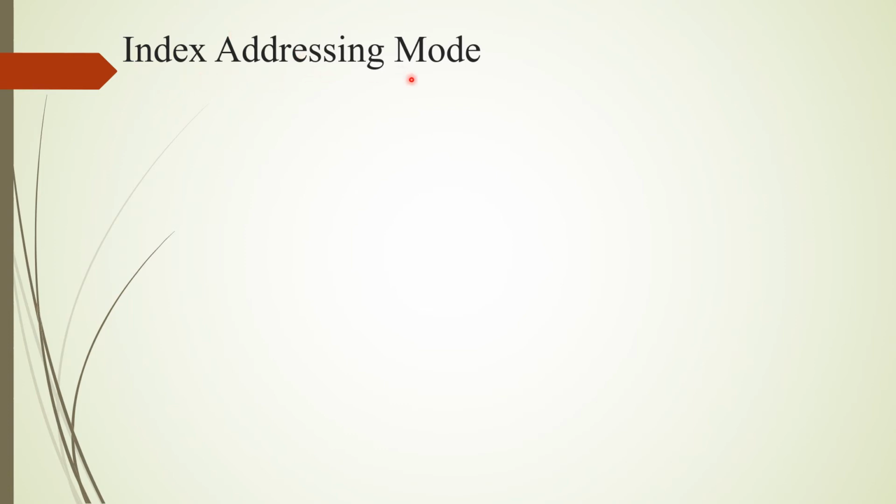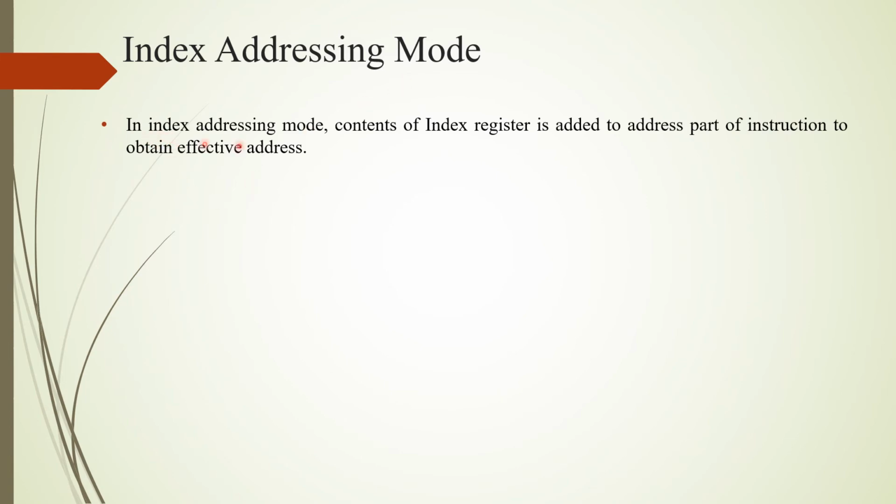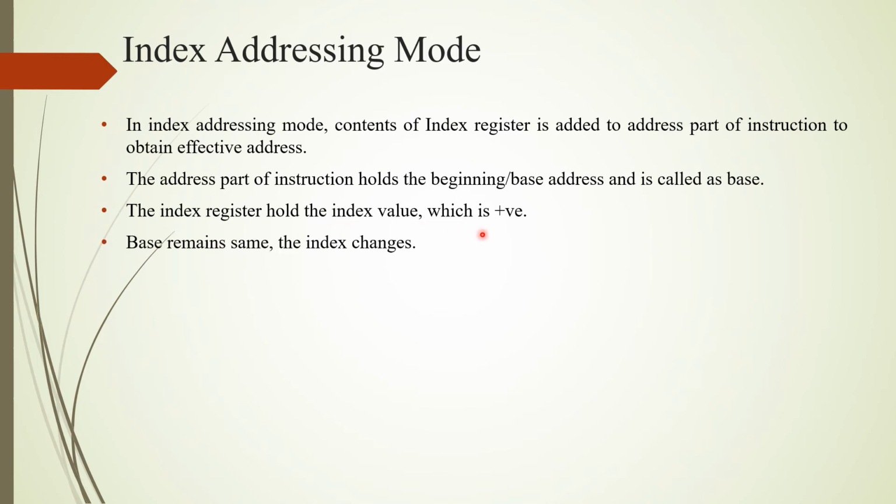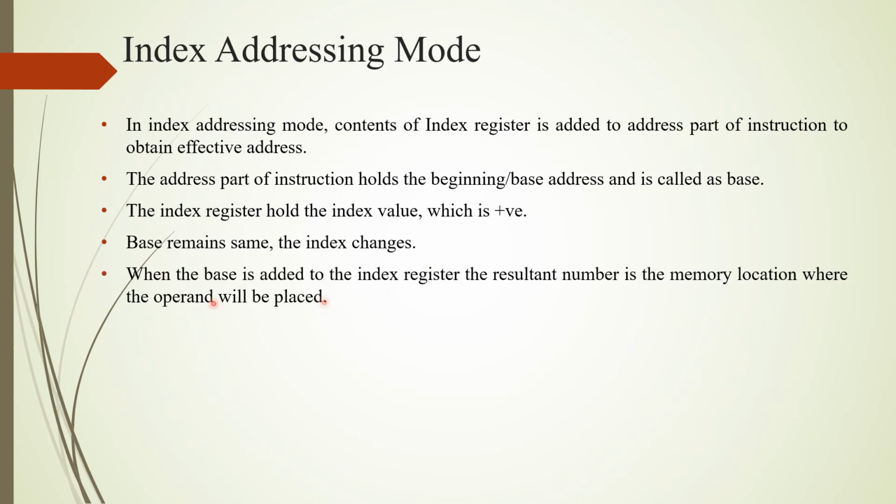Index addressing mode. In index addressing mode, the content of the index register is added to the address part of the instruction to obtain the effective address. The address part of the instruction holds the beginning or base address and it is called the base. The index register holds the index value, which is always positive. The base remains the same, whereas the index keeps changing.